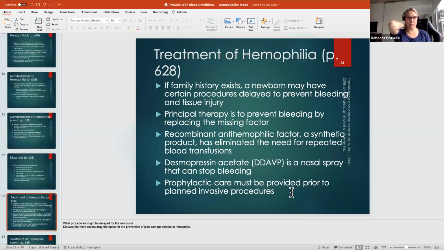Most of the time the clotting factor is replaced IV, depending on what form of hemophilia. There are also some nasal sprays, DDAVP, that can be given to some patients to help stop bleeding, and it gets absorbed through the nasopharynx.